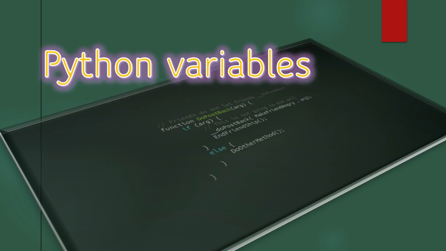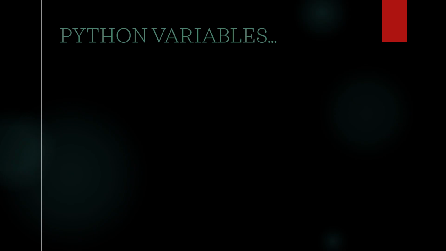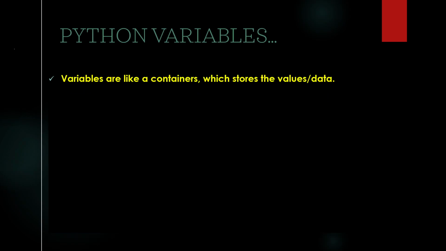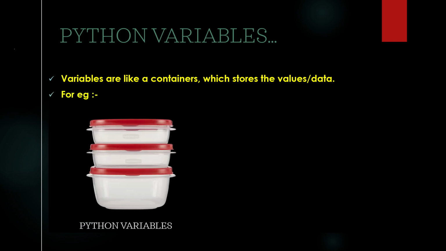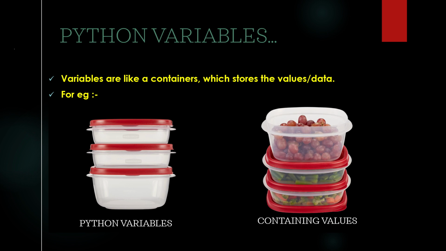The agenda of today's lecture is Python variables. So what is a Python variable? A Python variable is like a container which stores data inside it. For example, we have some box. This is like a Python variable. We store some vegetables inside the box, and those are the values. It means we store data inside a Python variable. That is a simple example of a Python variable.